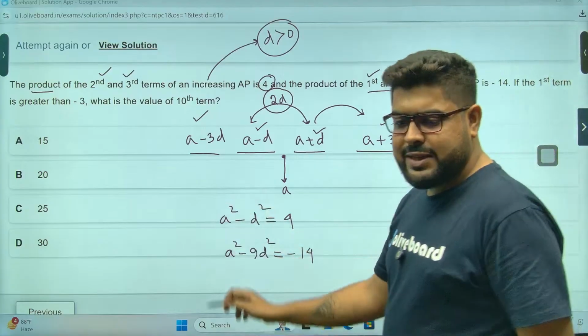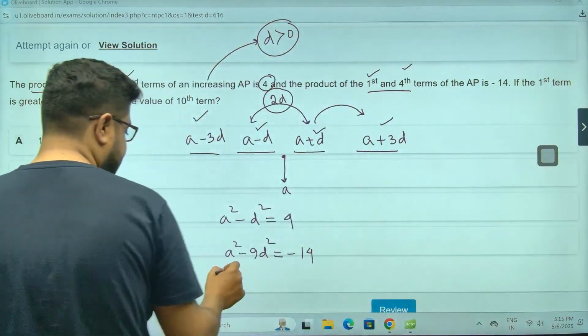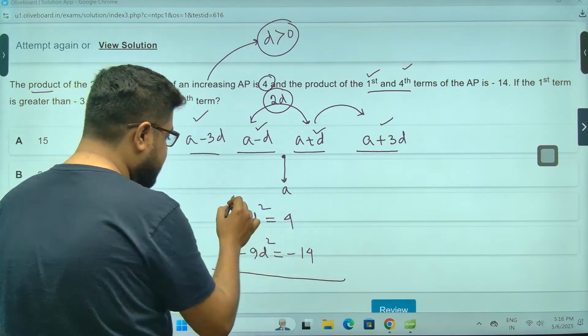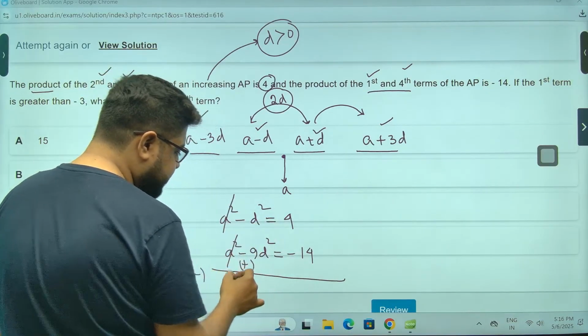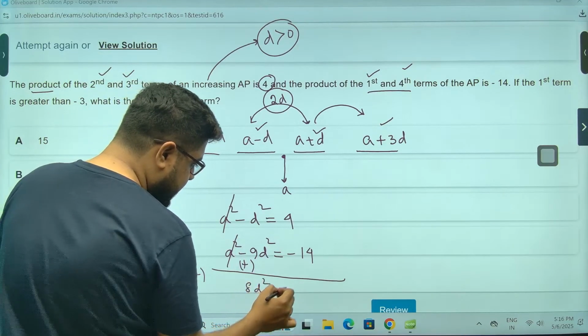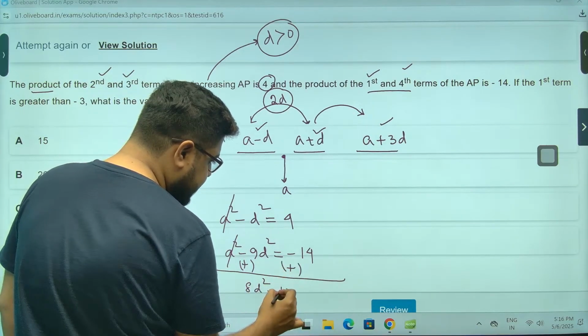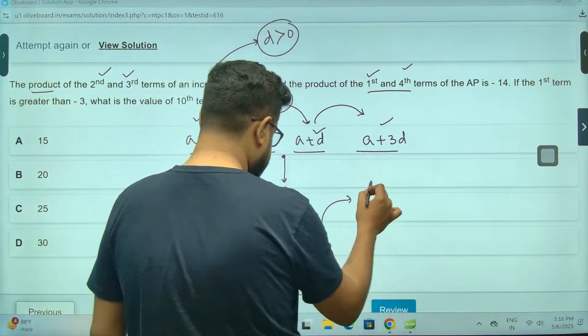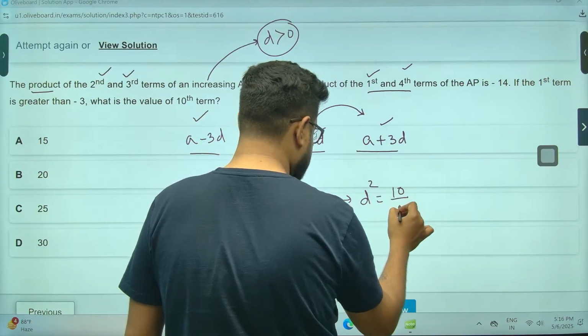So just solve these two equations. It's very simple, sir. Subtract. Just do the subtraction. Any other method, the calculations will be very big. This will become plus, sir. So plus 9 minus D, that means 8D square. This will also become plus, that is 10. So D square is 10 by 4. Oh, sorry, 10 by 8.